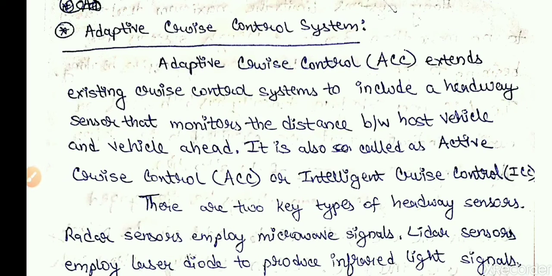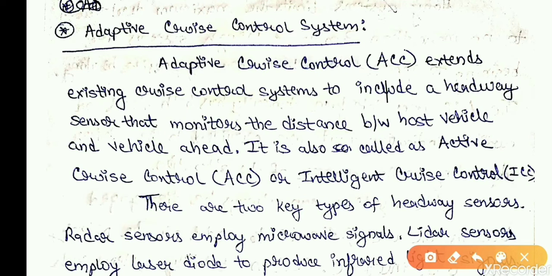Today we are going to discuss the Adaptive Cruise Control system, or the ACC system. It says that Adaptive Cruise Control extends the existing cruise control system to include a headway sensor that monitors the distance between the host vehicle and the vehicle ahead. This system basically maintains the speed of the vehicle and prevents accidents.